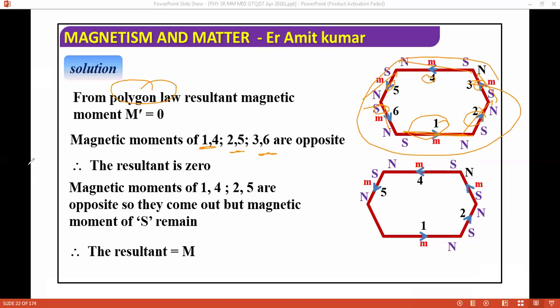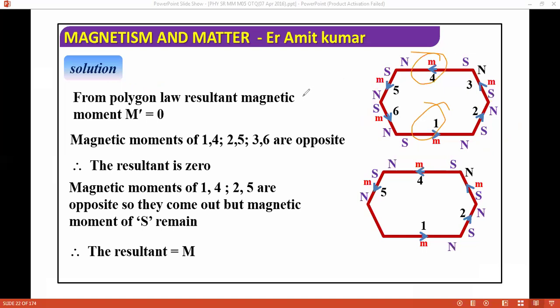I'm erasing it so that it will look clearer. I'm talking about 1 and 4. If you see 1 and 4, they are opposite in direction: south to north in this direction, south to north in this direction. Because of this, the magnetic moments will be opposite, so they will cancel each other. Do you agree? 1 and 4 will cancel each other.